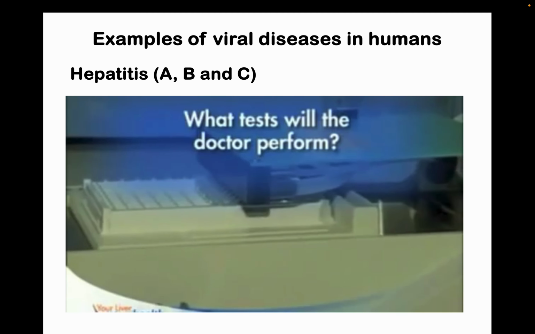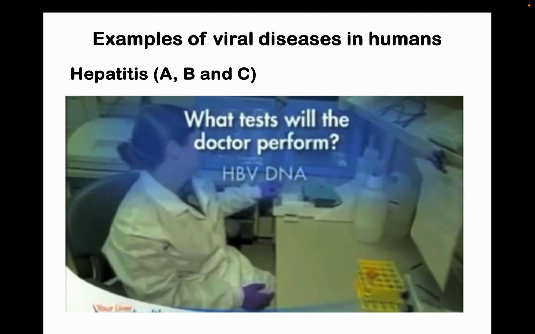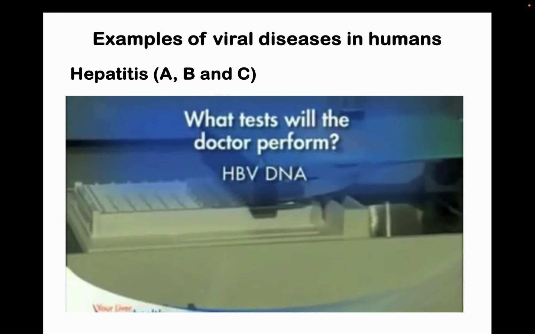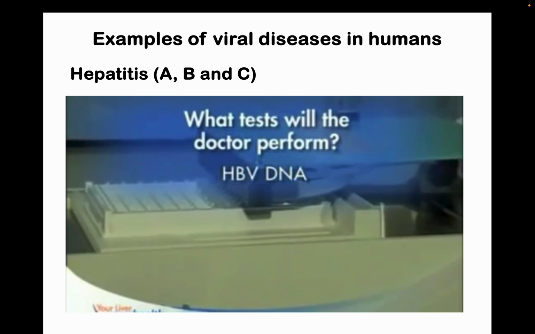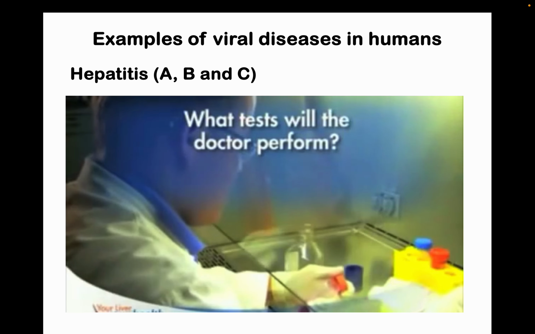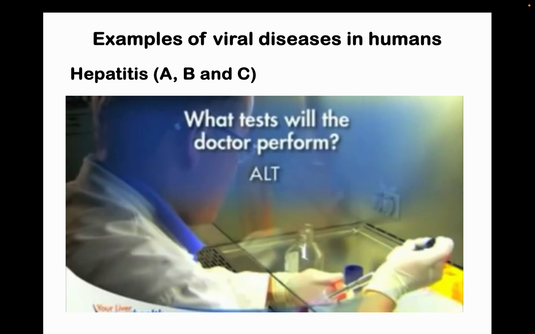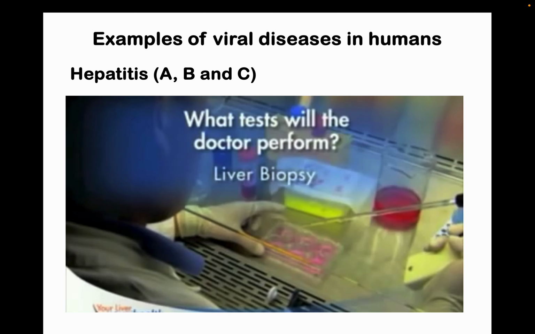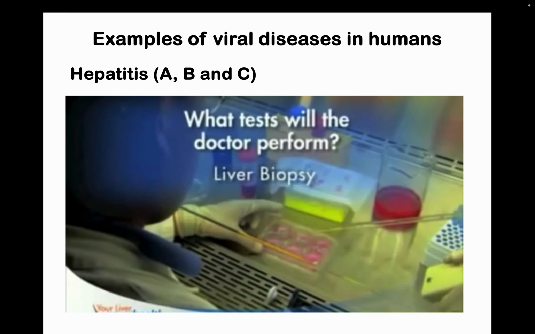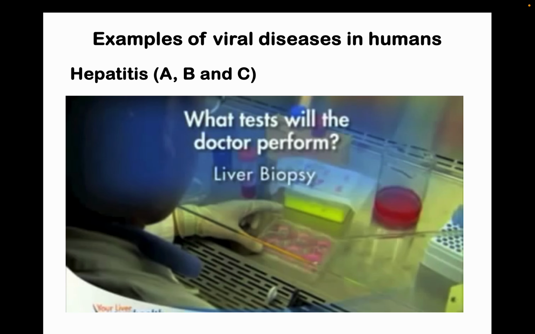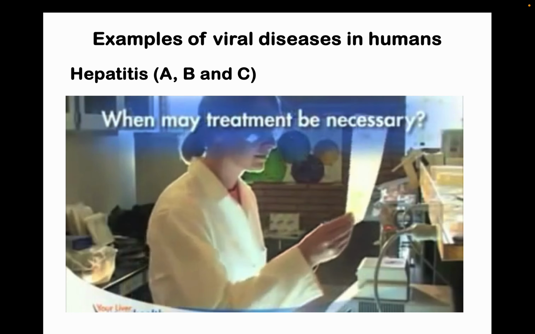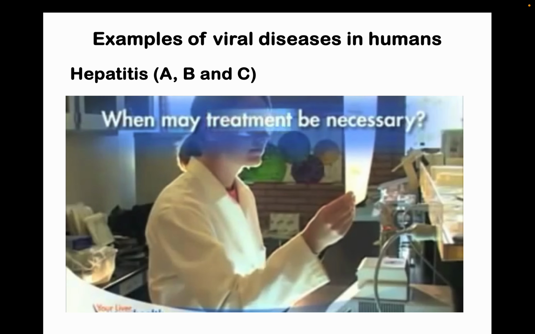One test your doctor may use measures the amount of virus in your blood, also known as your viral load. This test is called the HBV DNA test. Another test, commonly referred to as ALT, looks for active liver inflammation. And finally, your doctor may take a sample of your liver tissue through a liver biopsy. This test helps determine if there is current liver damage or inflammation. Using the information from these tests, your doctor will decide what treatment is right for you.